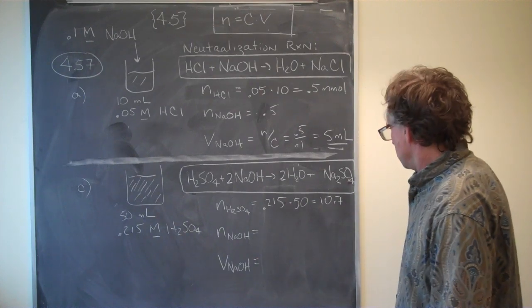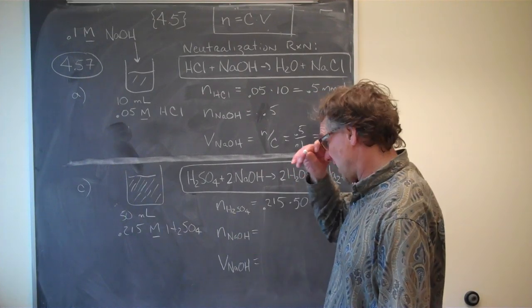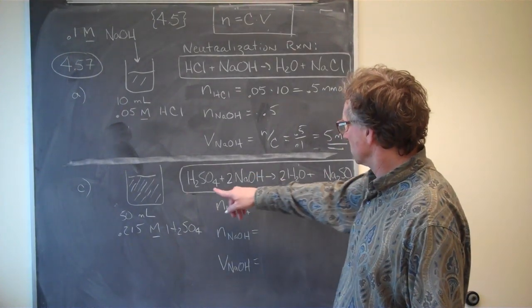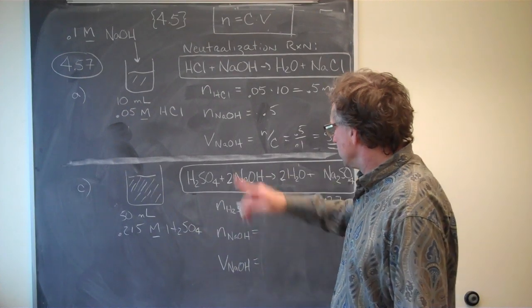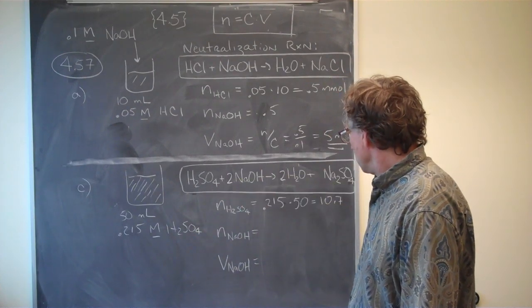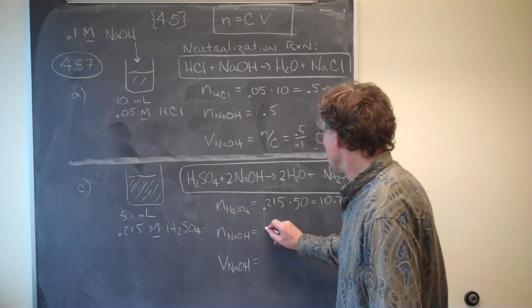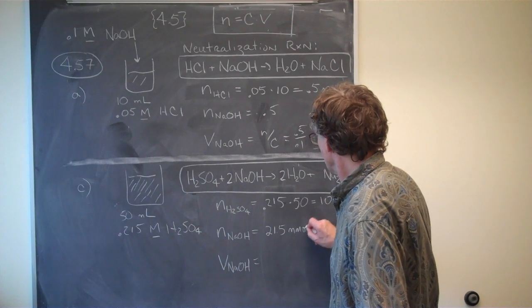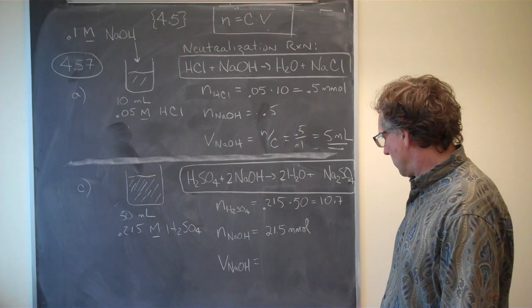Now I have to figure out how much sodium hydroxide I need for that. That's where this equation is going to come in pretty importantly. I know that for every mole of sulfuric acid, I need 2 of sodium hydroxide. So it looks like I'm going to need 21.5 millimoles of the sodium hydroxide, because that's twice that amount.